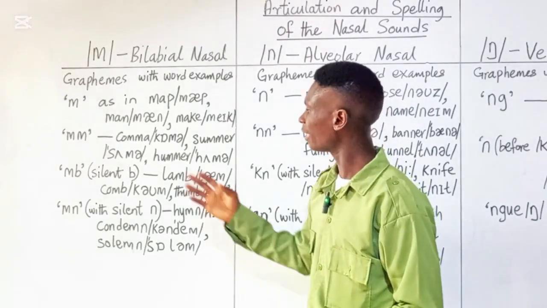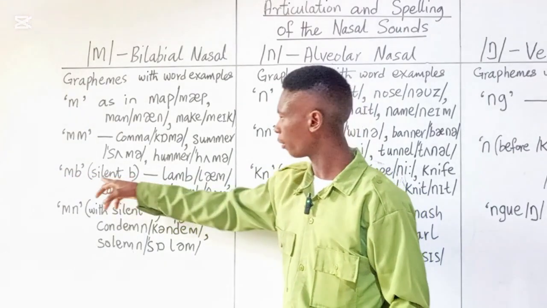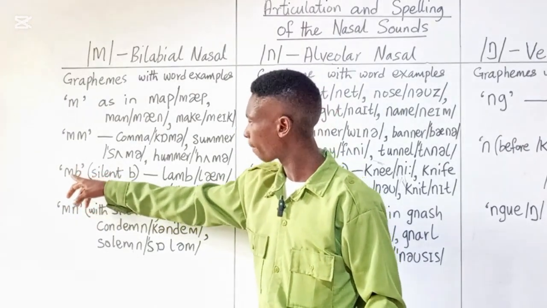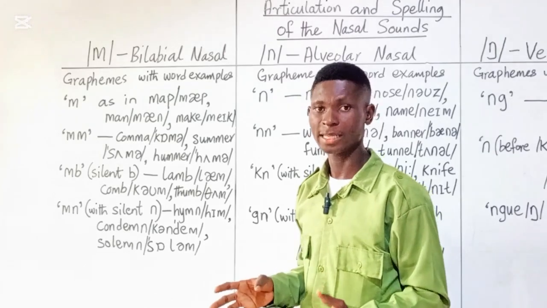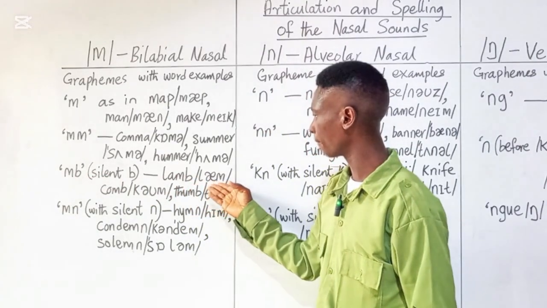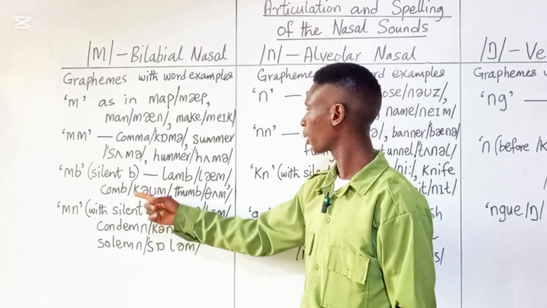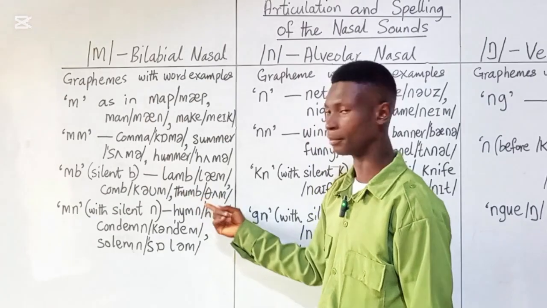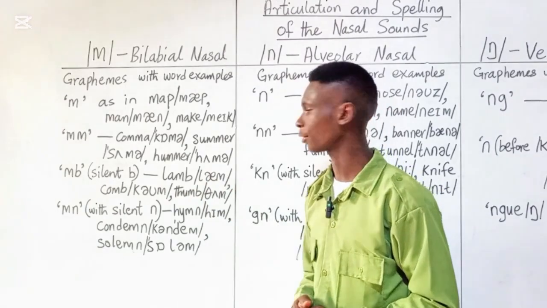Also, we have in place of /m/ the combination MB with a silent B. When you have this kind of combination, the letter B is likely to be silent in most words with this combination. We have examples here: lamb. In the transcription, we don't have the /b/ sound. Comb, in the transcription, there's no /b/ sound. And thumb. We have other words like that, so you can add to the list.